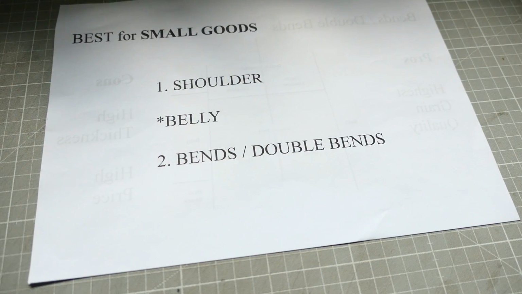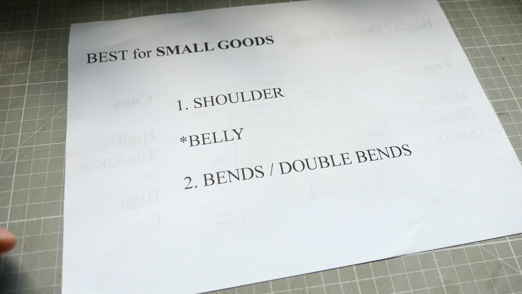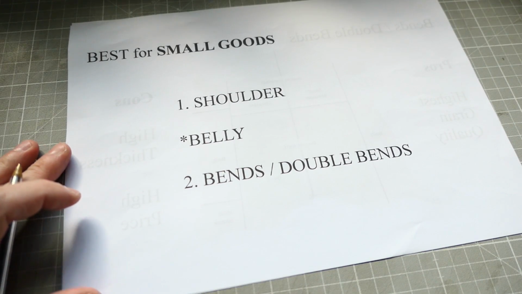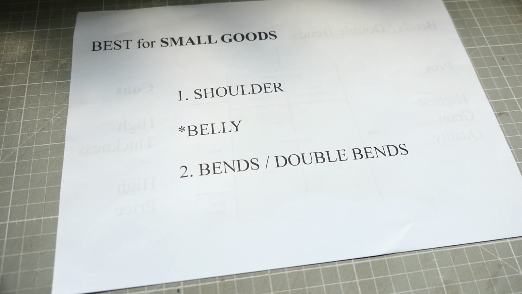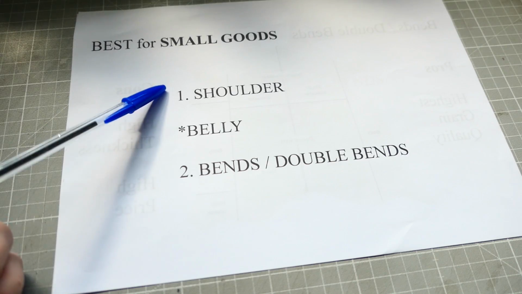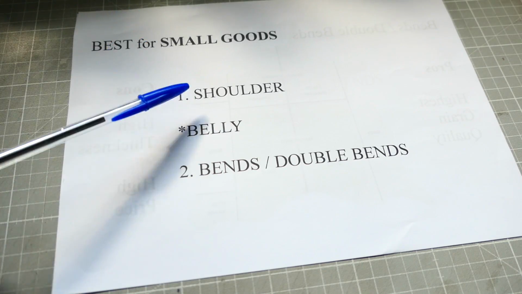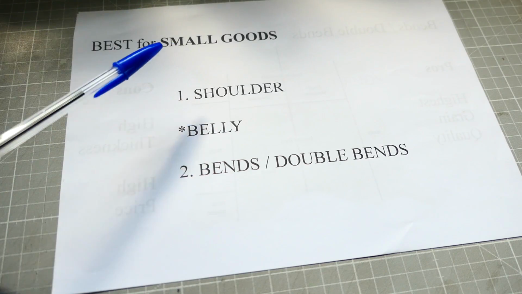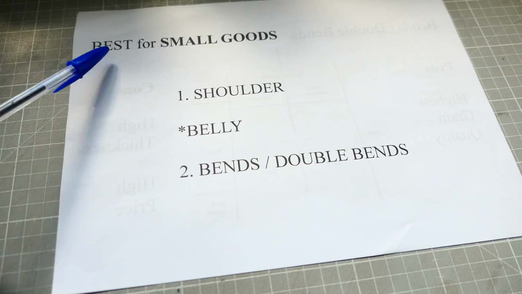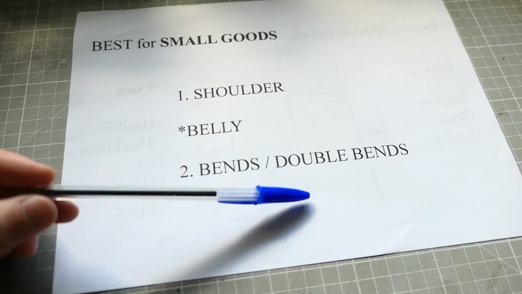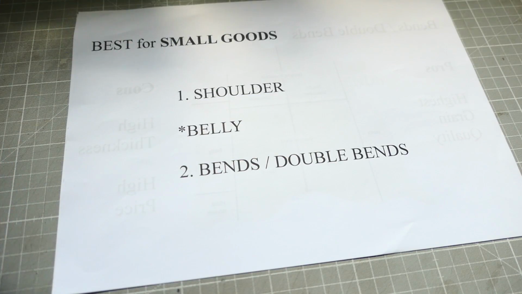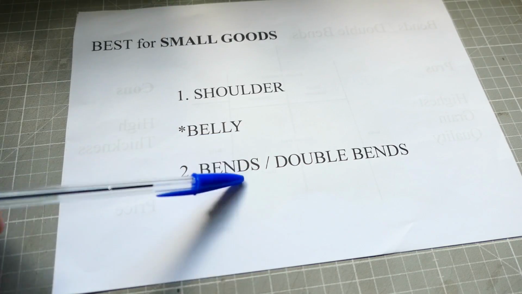For small leather goods, Buttero is really famous in Asia. South Korea uses Buttero a lot. Japan, Buttero a lot. Shoulder, Buttero is really famous. Shoulder is good for small goods. The price is okay. The bends and double bends are also the best quality. So if you're trying to compete with high quality durable leather goods, bends is good.